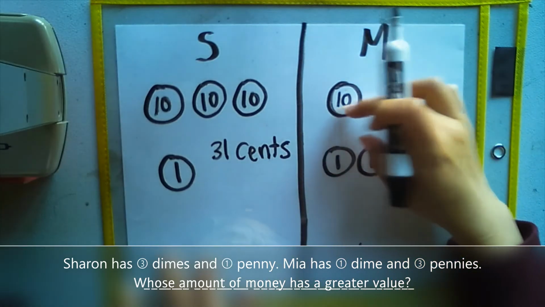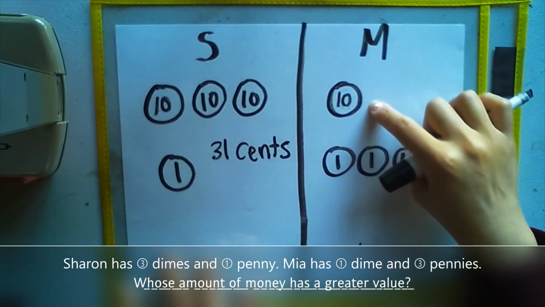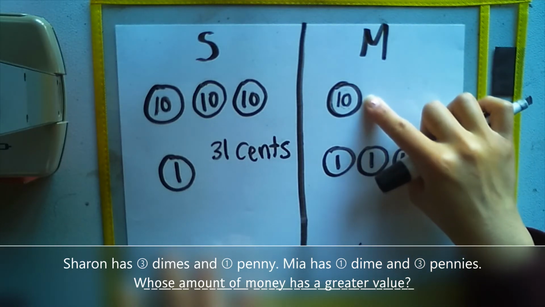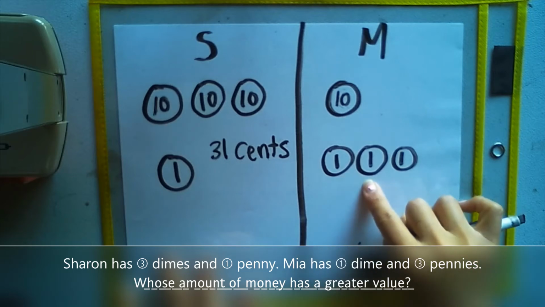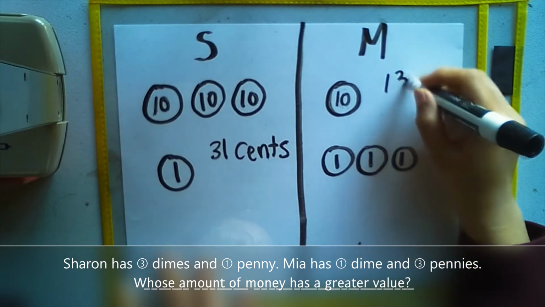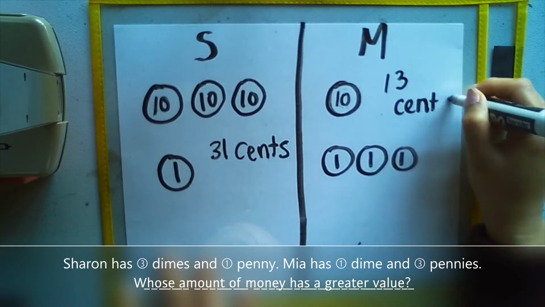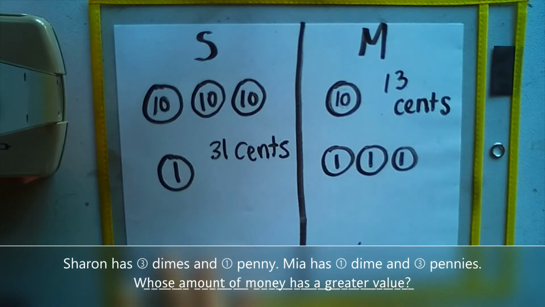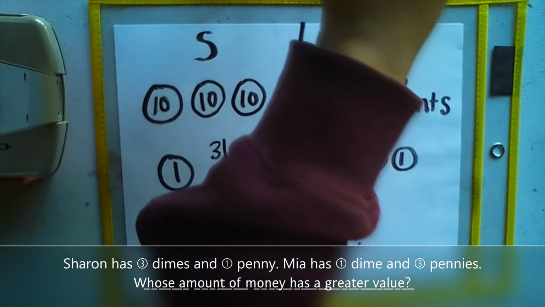There's only 1 dime, so we don't need to skip count by 10. But we are going to use count on. 10, 11, 12, 13. So Mia has 13 cents. Okay, so whose amount of money has a greater value? Go ahead and take a look and then pause here and talk to a friend or family member. Whose amount of money has a greater value?